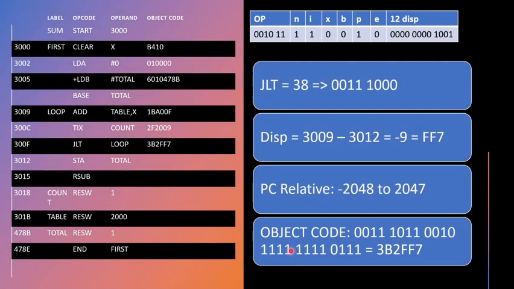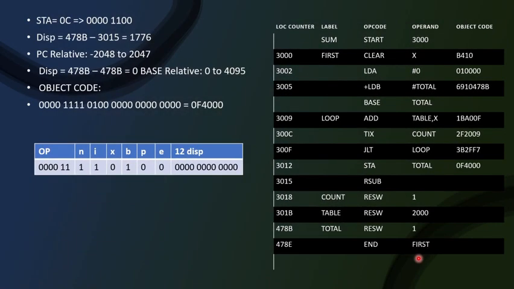The next we're moving on to JLT. In JLT, the opcode is 38, which in binary would be 00111000. So now the object code for this would be 3B2FF7. Moving on to the next one.